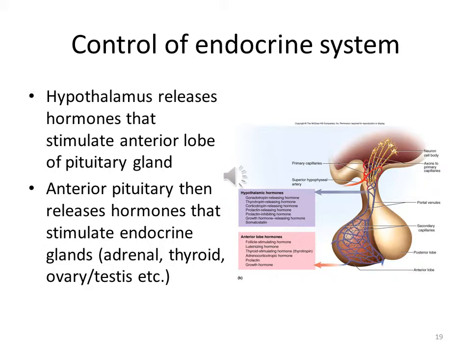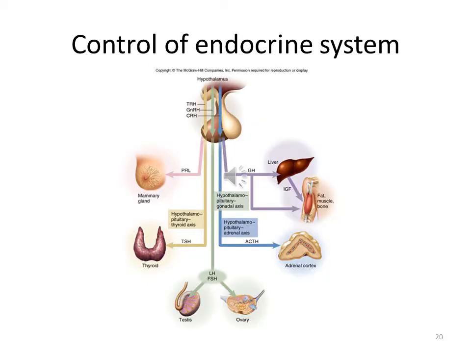The pituitary gland, or hypophysis, is located immediately inferior to the hypothalamus in a little space within the skull. The anterior pituitary, which is known as the master gland, then releases hormones that stimulate all of the other endocrine glands of the body. So this slide shows the control of the endocrine system by the hypothalamus, the anterior pituitary, and then it shows all of the other hormones and endocrine glands that are found around the body.